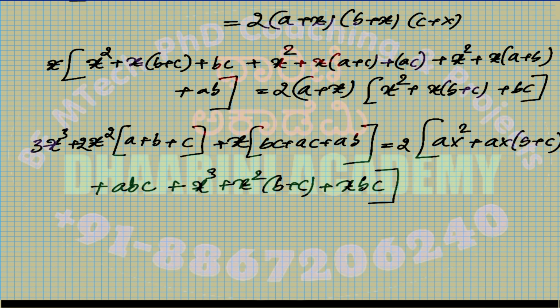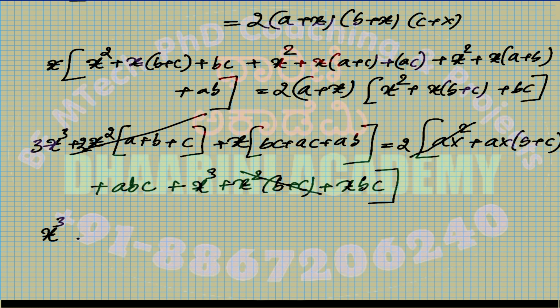Okay, now we will move the terms to the left side. 3x cube minus 2 times x cube is x cube. Then let's move on to the x square term. So 2x square, ax square, you can see this term 2x square a b c will cancel with 2x square a, x square b, x square c, so no x square terms. Okay, then there are 2 terms of x into a and x into bc, so that means only one term is left over.